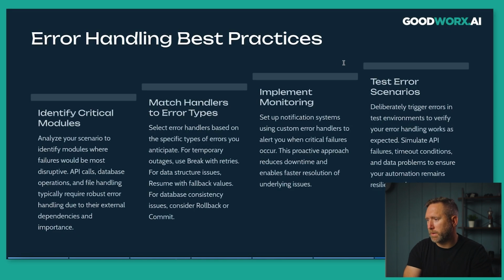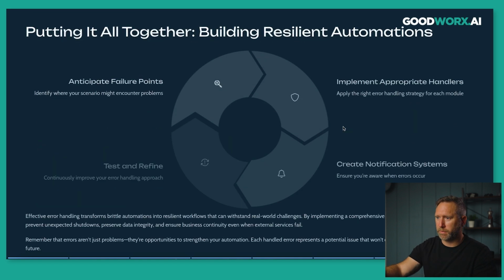And lastly, test your error scenarios. Deliberately trigger errors in your test environment to verify that your error handling works as expected. So you want to deliberately cause an error to test it. Simulate API failures, timeout conditions, and data problems to ensure that your automation remains resilient under stress.